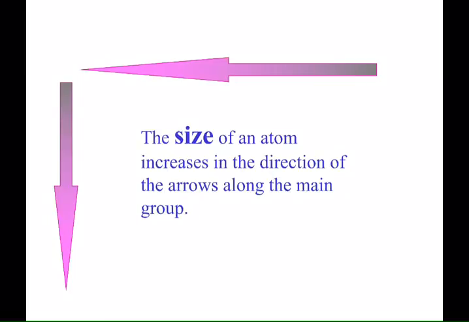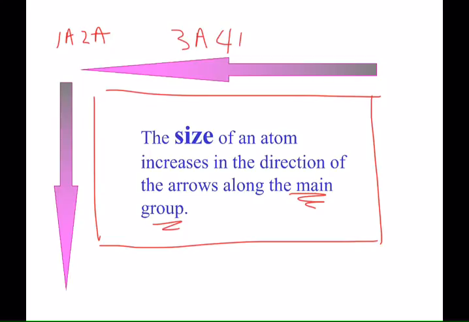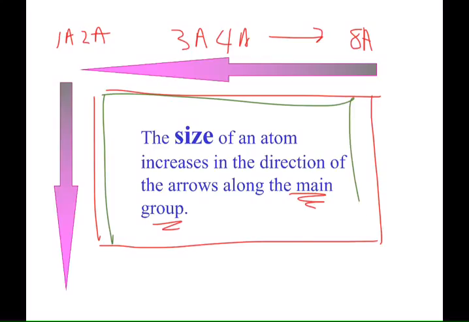There are several trends on the periodic table, and this is our first trend that I want to focus on. How big are the atoms? How big is an atom? Picture the periodic table here, but not the entire periodic table, only the main group elements. The main group elements are 1A, 2A, and we skip the transition metals, and then we go 3A, 4A through 8A. So picture those elements in this box right here.